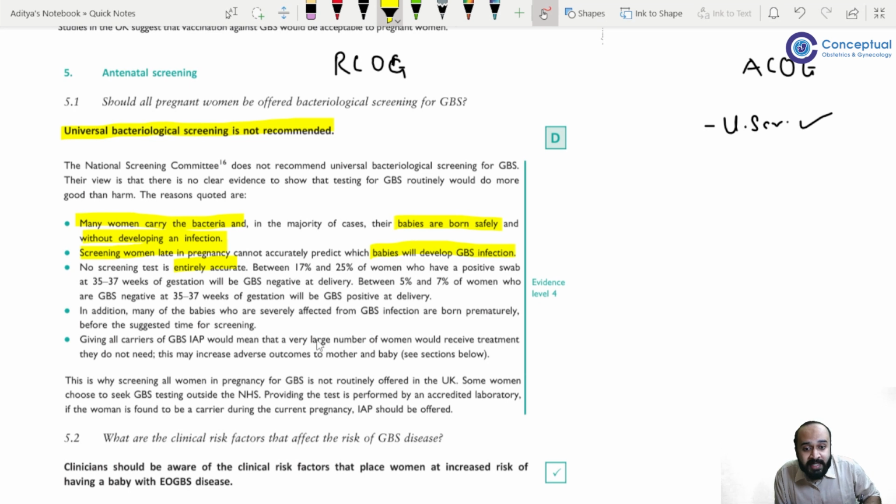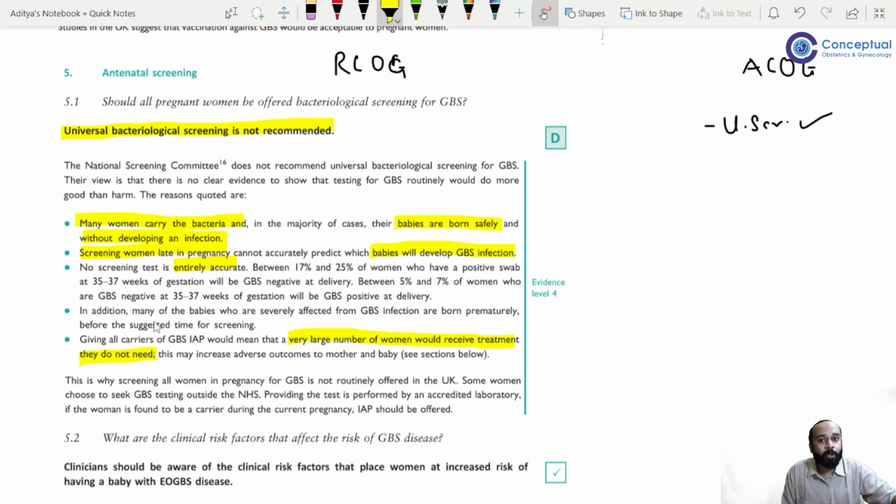And lastly, a large number of women would receive a treatment. Now, the treatment for any gram-positive bacteria is with penicillin. The first line drug, the drug of choice is penicillin. And penicillin is notorious to cause anaphylaxis. Now, if I'm going to be giving all these women who have colonies of GBS penicillin, they will have anaphylaxis.